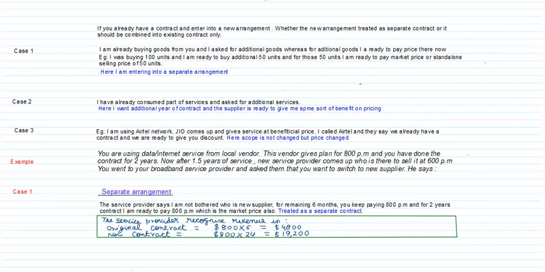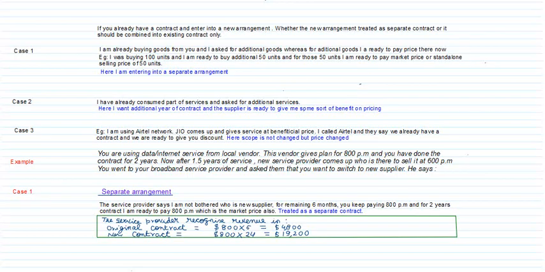Now let's understand these three cases with an example. Let's say I'm using the data or internet service from a local vendor. This vendor is selling this plan for 800 per month and I have done the contract for 2 years. Now after 1.5 years of service, a new service provider comes up and he's ready to sell the same plan for 600 per month. So I went to my service provider and asked them that I want to switch to this new supplier. So there can be three cases.